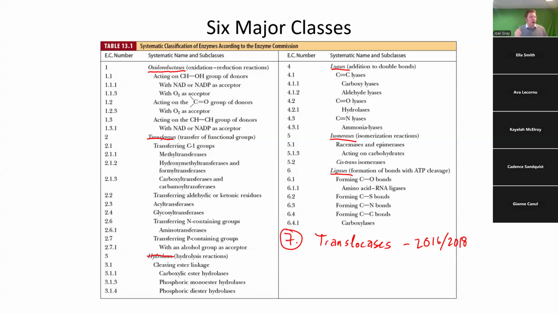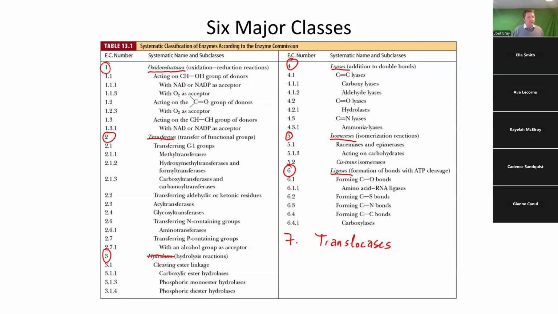So the six that I want you guys to know for this class are number one, your oxidoreductases. Number two, your transferases. Three, hydrolases. Four, lyases. Five, isomerases. And six, ligases. If you're preparing for the MCAT, you will have to know about the seventh one, the translocases. And like I said, they were agreed upon as a class in like 2016, 2018.